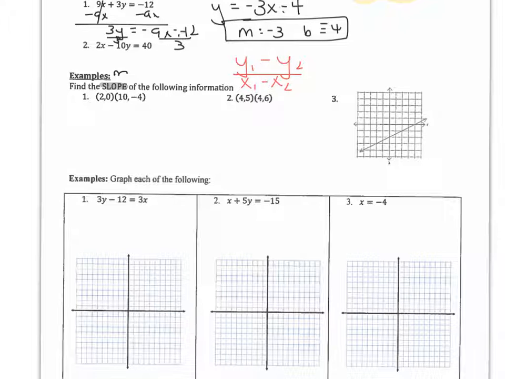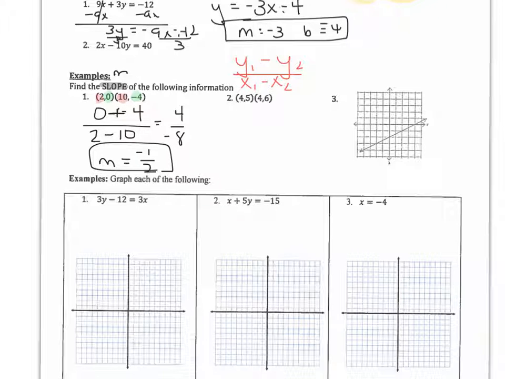So I'm going to go ahead and highlight my x's and my y's. X, x, y, y. So I have y1, which is 0, minus y2, which is negative 4, all over x1, which is 2, minus x2, which is 10. 0 minus negative 4 is the same thing as 0 plus 4. So I'm left with 4 over negative 8, which makes m equals negative 1 over 2. Numbers 2 and 3 I'm going to leave for you to do on your own.